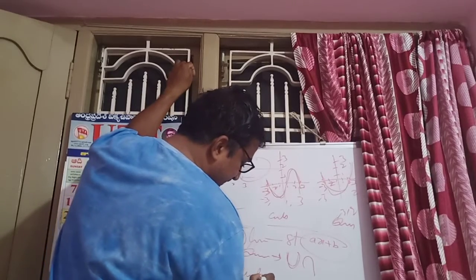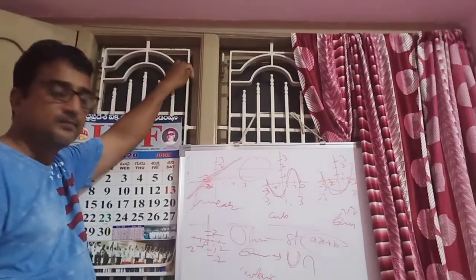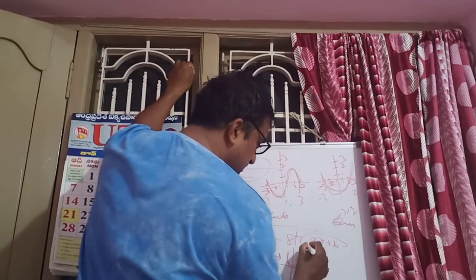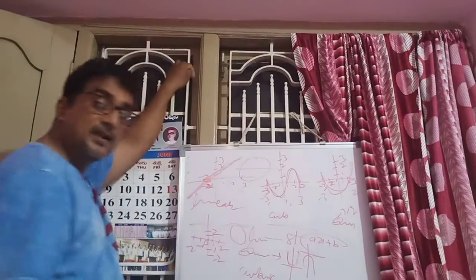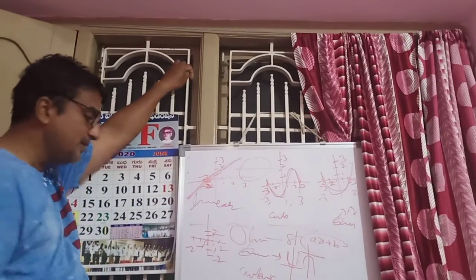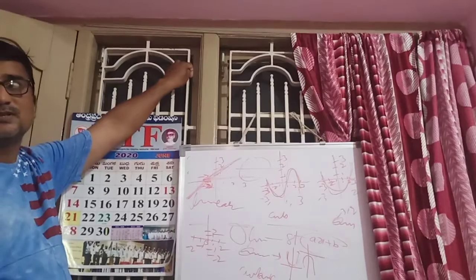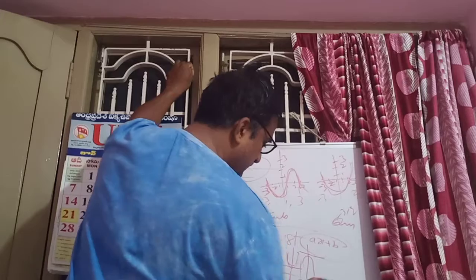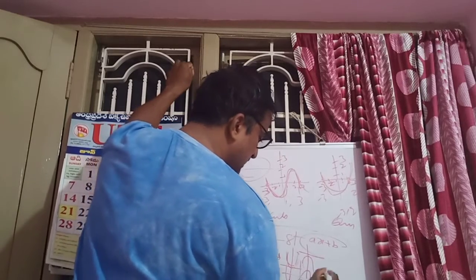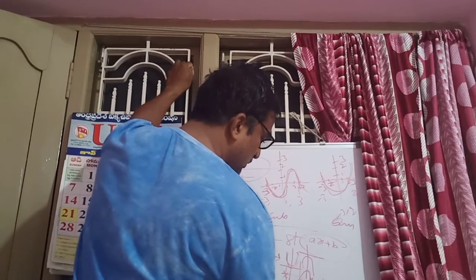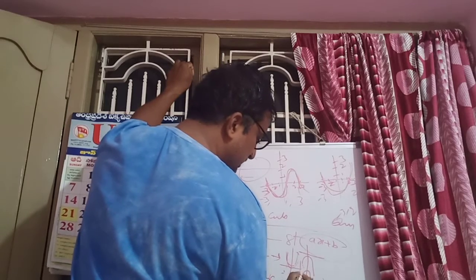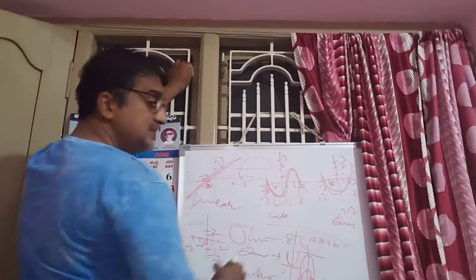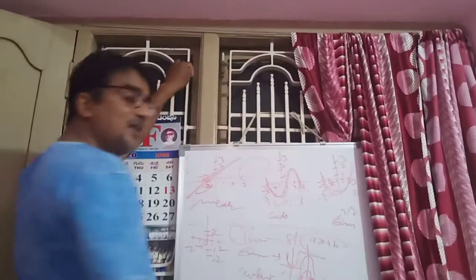Next, cubic. Cubic means how many solutions? 3. Look at this one. 1, 2, 3. Touches all: 1, 2, 3. Therefore, this is cubic, this is linear, this is quadratic.